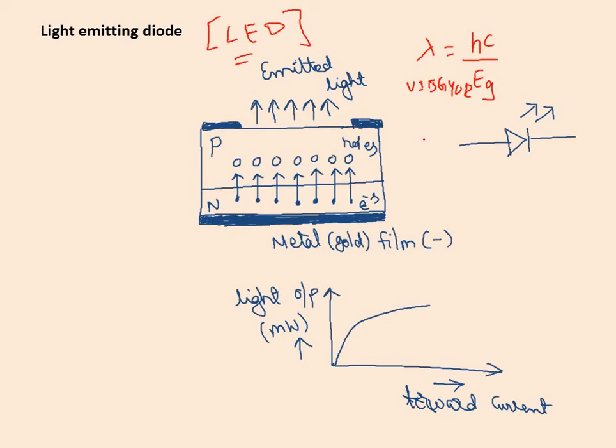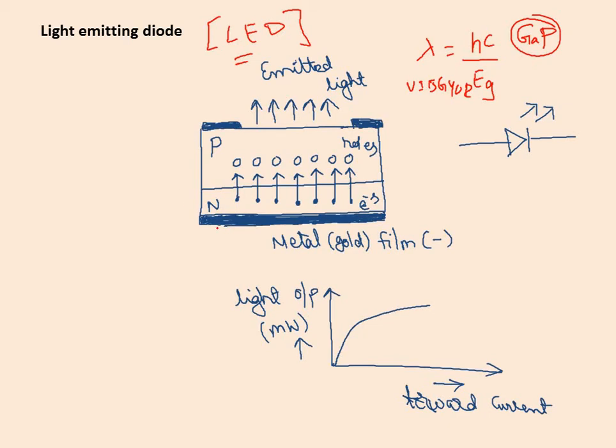If you consider red or green light, gallium phosphide, GaP, if I am not wrong, that combination of semiconductor diode will give us the red or green light. Are we clear with this?